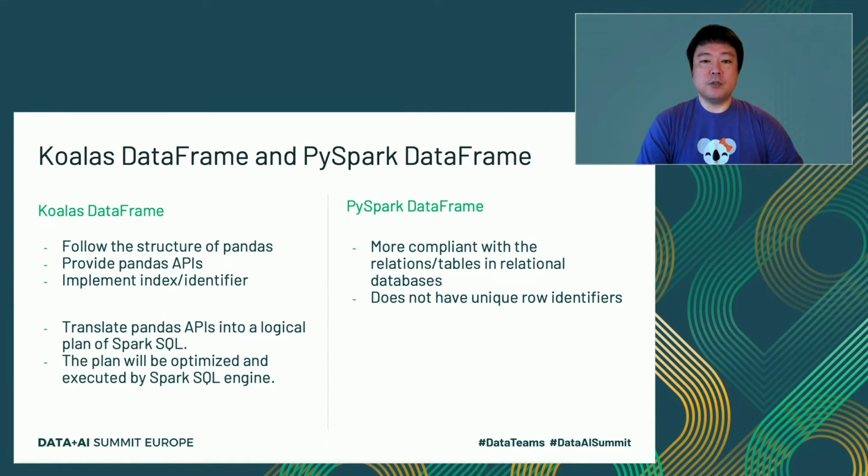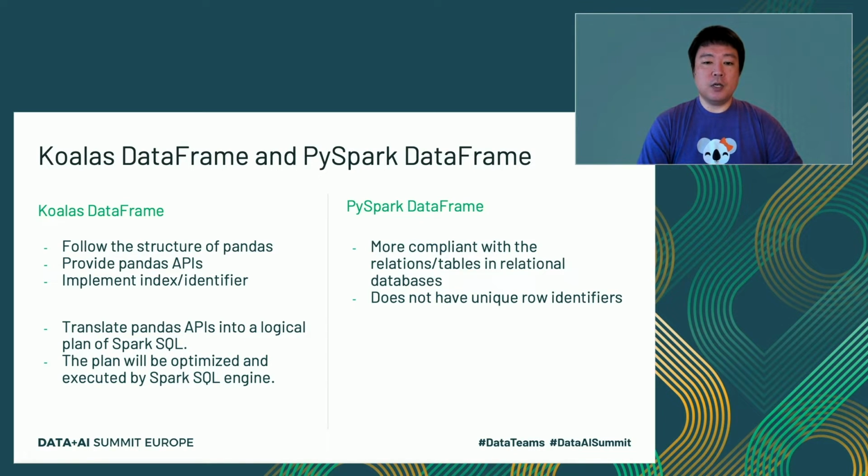Koalas DataFrame follows the structure of pandas and provides pandas APIs. Also, it implements the concept of pandas index or identifier. On the other hand, PySpark DataFrame is more compliant with the relations or tables in relational databases, so the PySpark APIs are rather only essentials to perform relational operations. For example, Koalas provides Series and Index as well as DataFrame, and it can pick up some rows based on the index values or their ordinal index number.